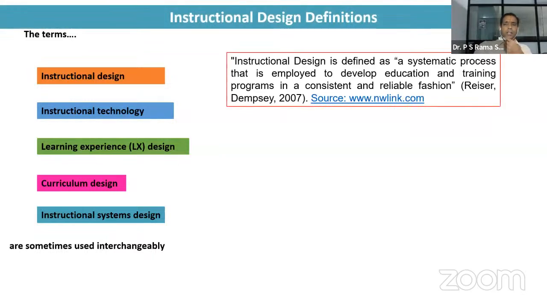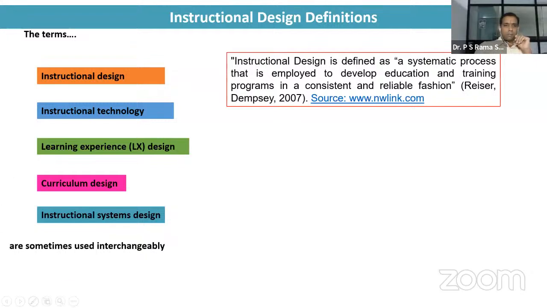So let us look into a few terms: instructional design, instructional technology, learning experience design, curriculum design, instructional system design. These terms are sometimes used interchangeably because there are minor technical variations, but in the overall sense, they point towards only one goal. They point towards only one goal, the design of curriculum. Now let us see the fundamental definitions of instructional design.